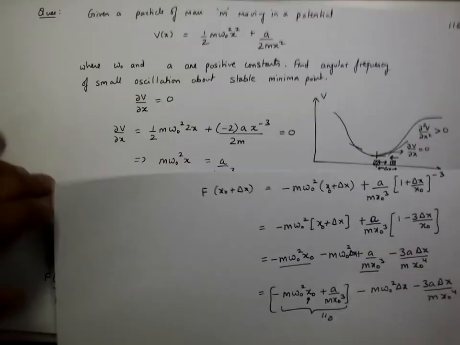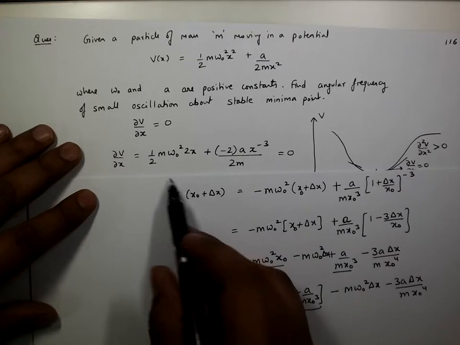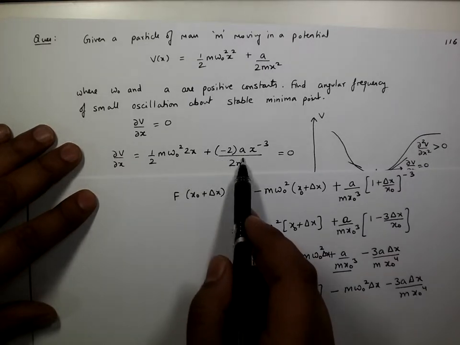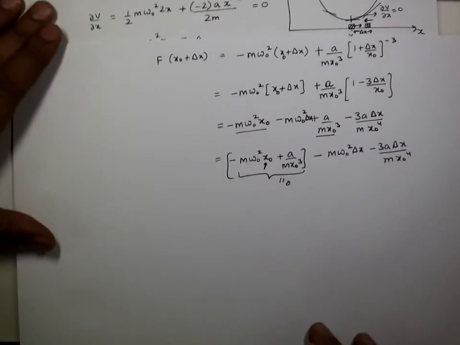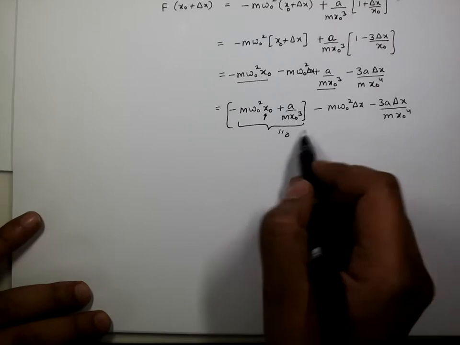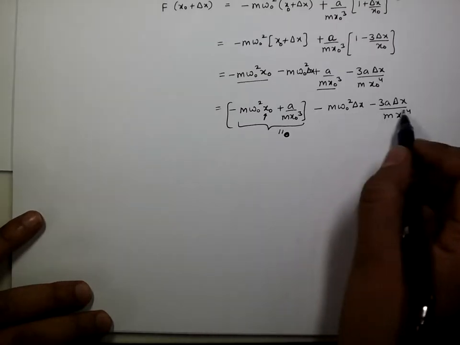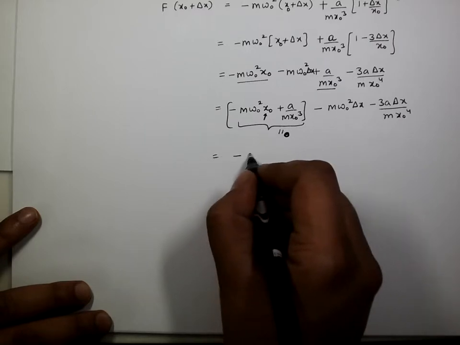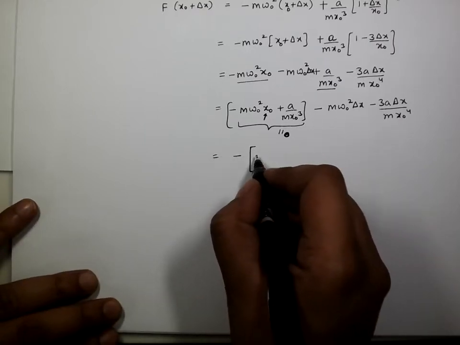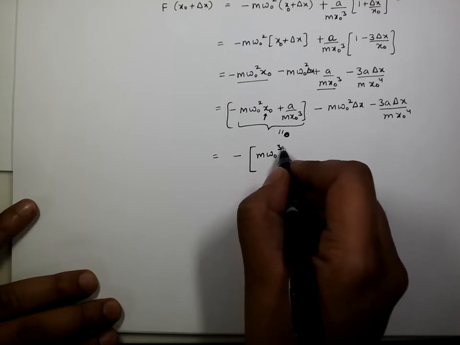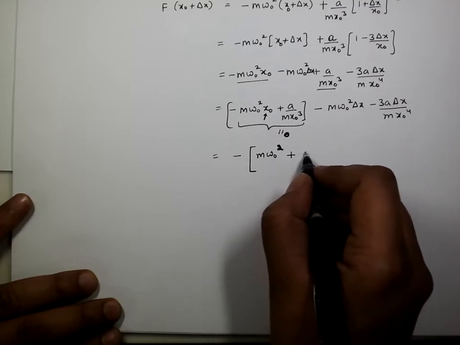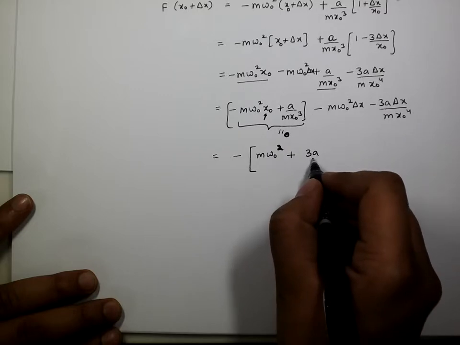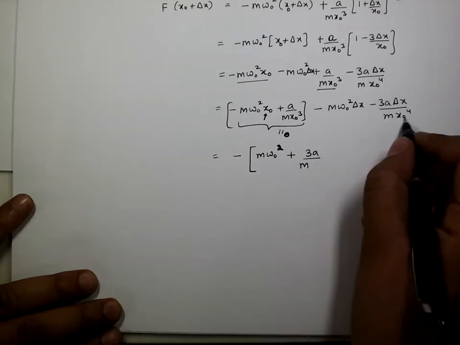See, we have m omega naught square x minus a upon m x cube equal to 0. So this is where we started from, which we had used earlier. So this term is 0, and now we have to see what the other term is. So this term is equal to minus m omega naught square plus 3a upon m x naught to the power 4.